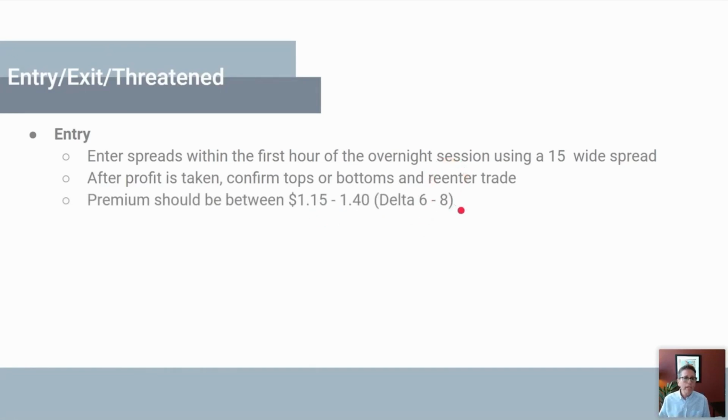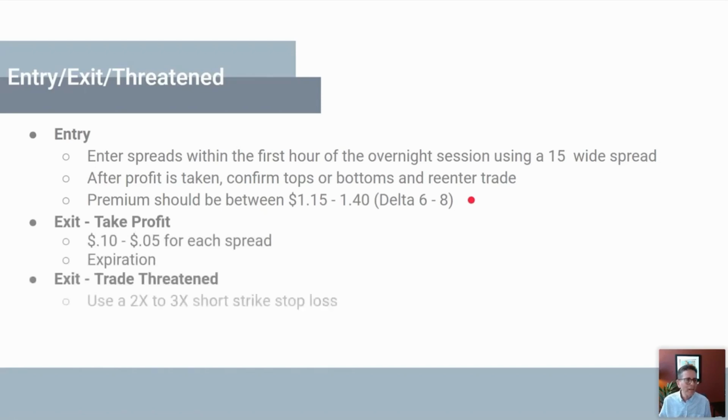That's a delta of 6 to 8. I also use less than that for my bear spreads, and the reason for that is because they're always closer to the money, just like SPX. You take profit from 10 cents to 5 cents, and then exiting the trade, you use 2x, 3x stops. That's really the best way to manage these.